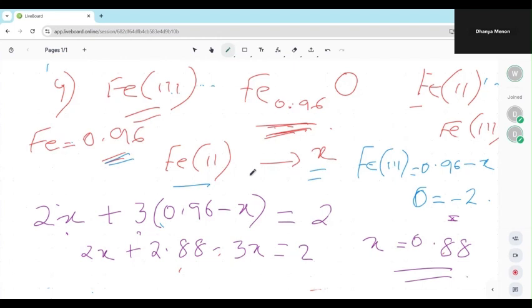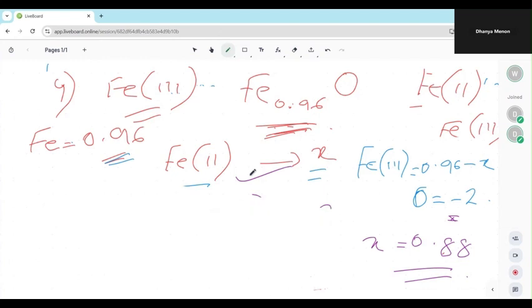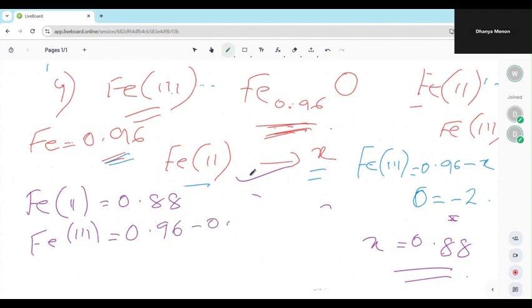So that means iron 2 is x, right? So iron 2 is 0.88. So how much is iron 3? So I'll write it over here. If iron 2 is 0.88, how much is iron 3? Iron 3 is 0.96 minus 0.88, which comes to 0.08. Now this is not our question.